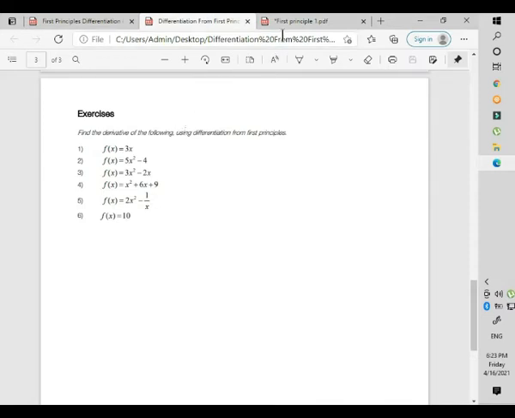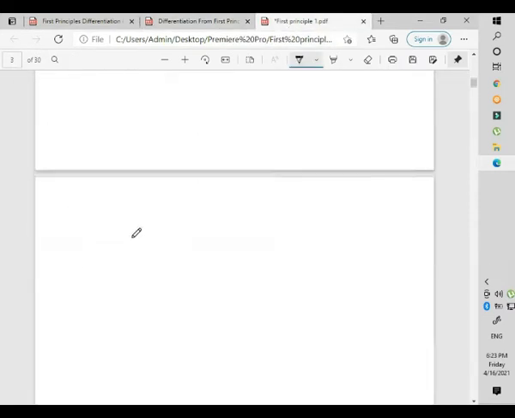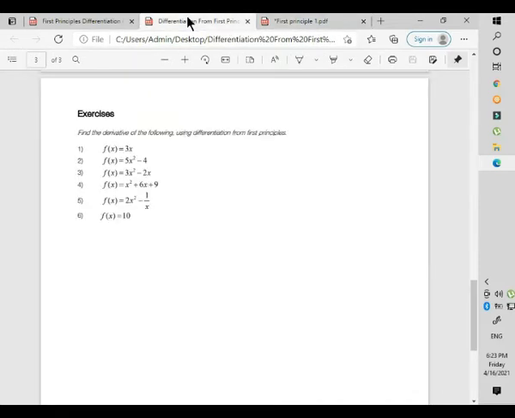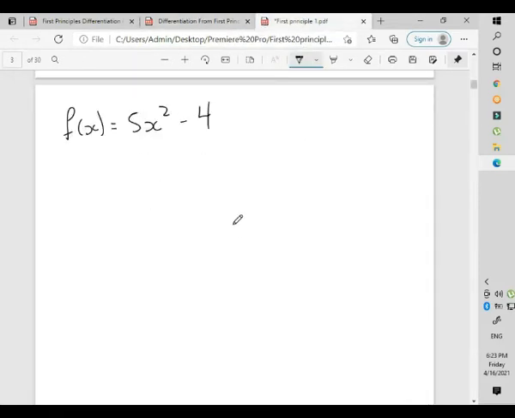The next one is 5x squared minus 4. So here we have f of x is equal to 5x squared minus 4. Alright, so we automatically know that the minus 4, after we find the derivative, is going to give me 0. So let me just jump into what I said earlier on. I do my normal differentiation using the power rule: 2 times 5 is 10x, and that's going to be 0. So my answer that I should have is that.